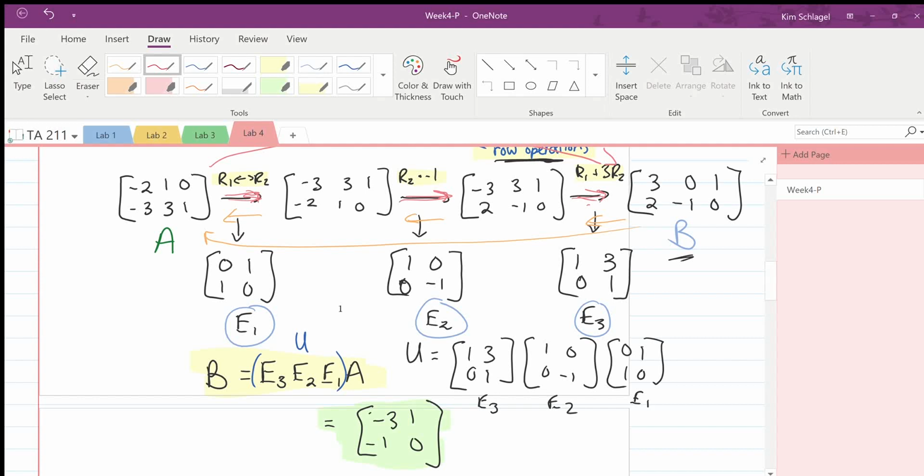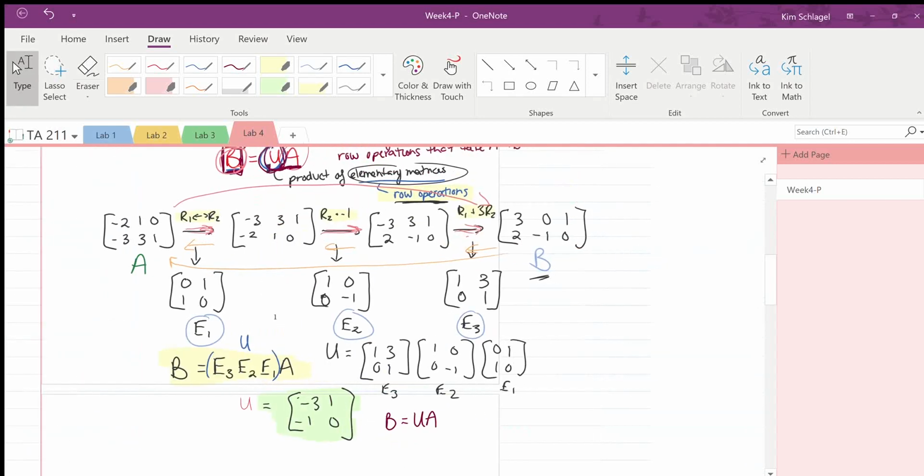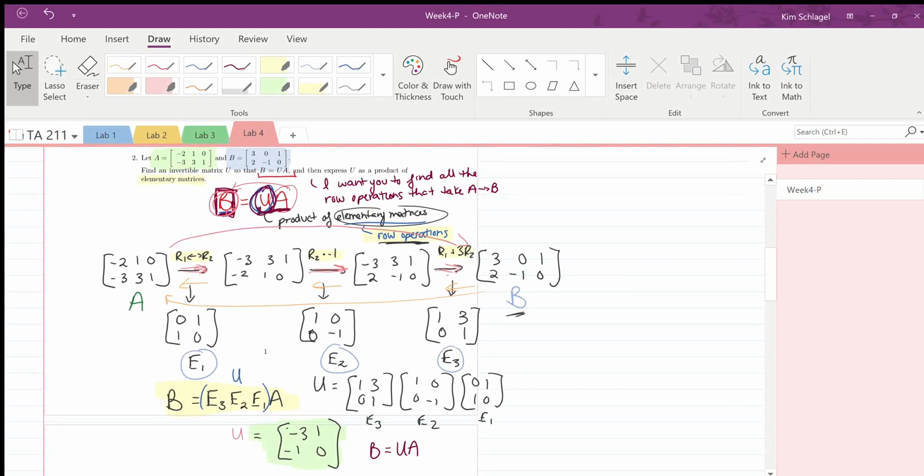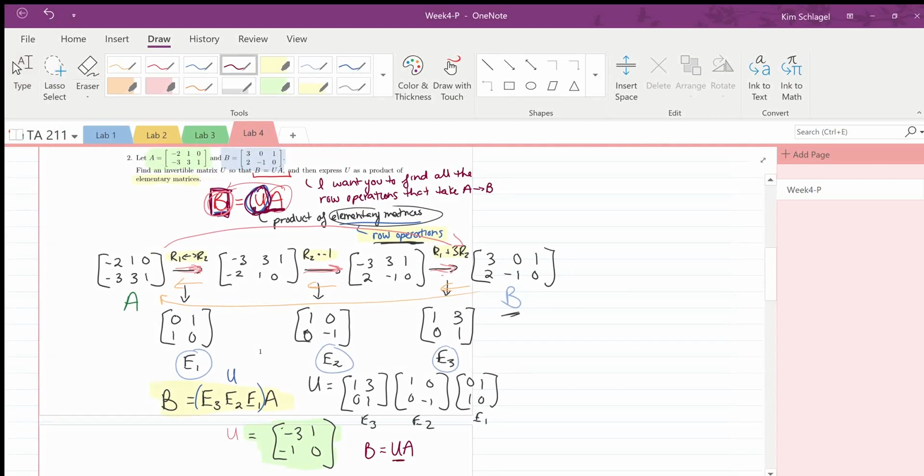So we would write it like this: B equals UA. So you guys should verify that, in fact, when you do something like this, you should make sure that B does equal U times A, and in this case it does. But there's always a check that you can do if you're doing an exam or something like that, just to make sure that you do have the right matrix here.